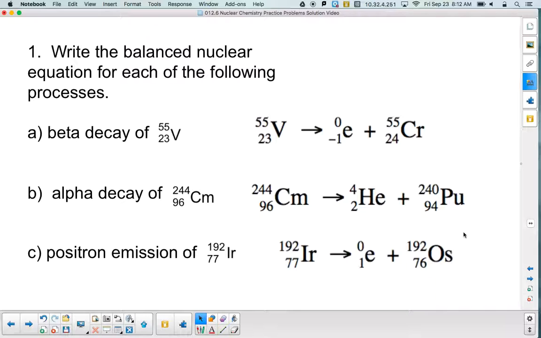The thing to notice about all these equations is that they're all decay processes. In every case, they start with one item on the reactant side of the equation, and it falls apart into a decay particle, a beta, an alpha, or a positron, plus a new daughter nuclide that's made after that decay particle is given off.